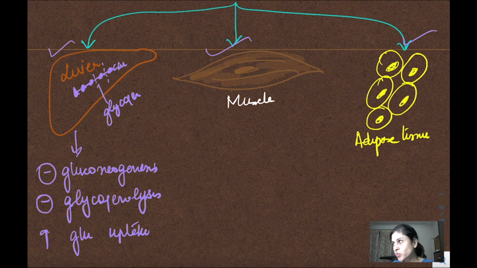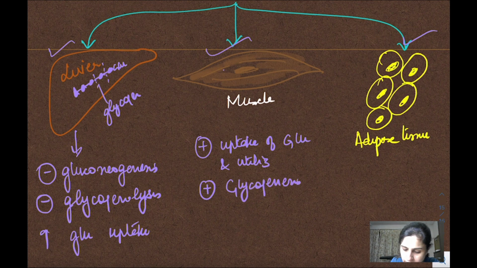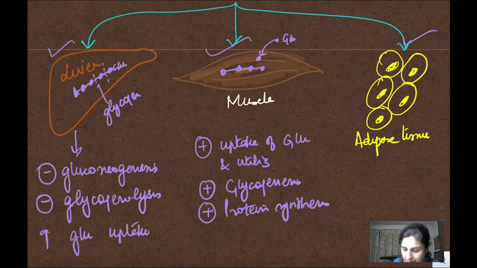Then let's do the muscle. Muscles are the peripheral tissues which need to take up glucose. So it will promote the uptake of glucose into the muscles, and the utilization, of course, of the glucose. Then it will promote in the muscles the formation of glycogen, glycogenesis. As glucose comes inside, it will be stored in the form of glycogen. Also it promotes the protein synthesis. So whatever amino acids are there, they are taken up and proteins are formed. So amino acid is no longer freely available to go to the liver and make glucose. They are utilized in protein synthesis.